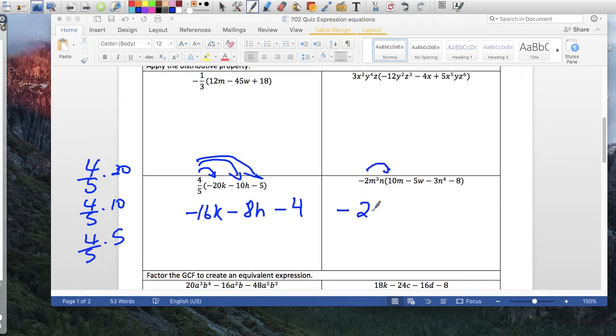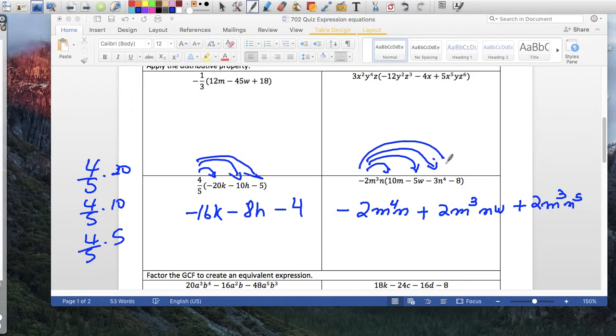We have two m's, so it's going to be m to the 4th n. Negative and a negative is a positive, and there's nothing in there that is the same. So just attach the w to the n. Negative and a negative is going to be a positive, and it's 2m cubed, but the n's are the same, so it's going to be n to the 5th. And finally, negative and a negative is another positive, and it's going to be 2 times 8 is 16, and the variable is nothing to do.